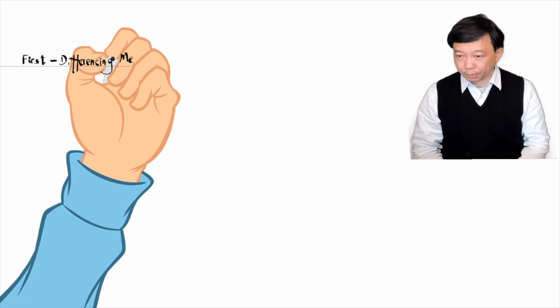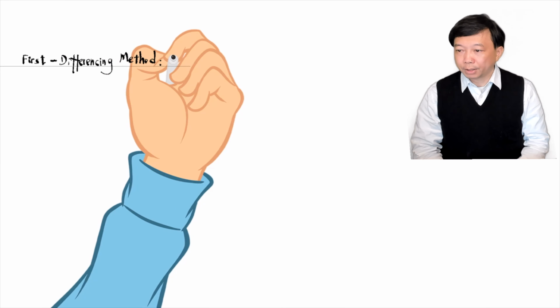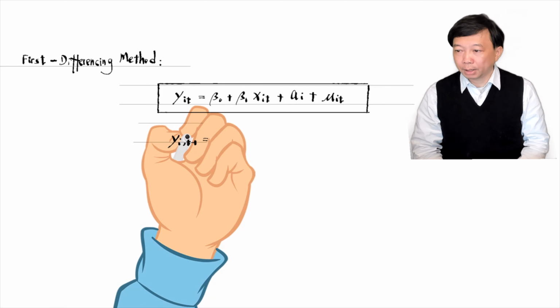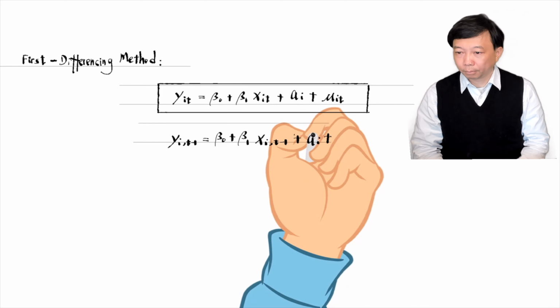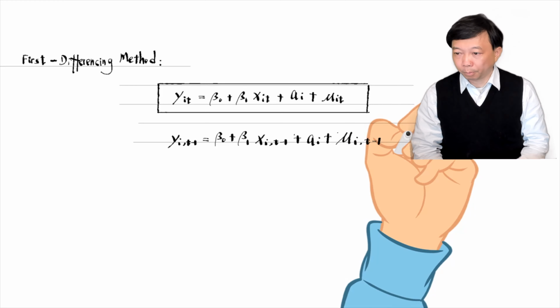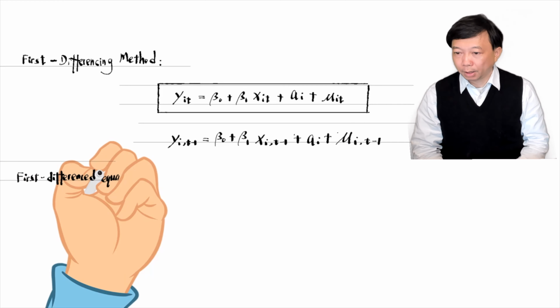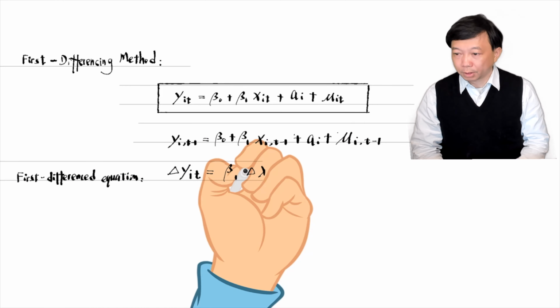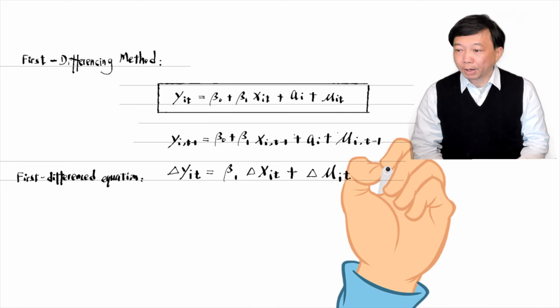The second panel data method is called first differencing. We can write down the equation in time t-1. Then we subtract it from the equation in time t and obtain the first differenced equation. We find that the individual fixed effect a_i has been differenced away. The coefficient we are interested in, beta 1, remains in the first differenced equation.